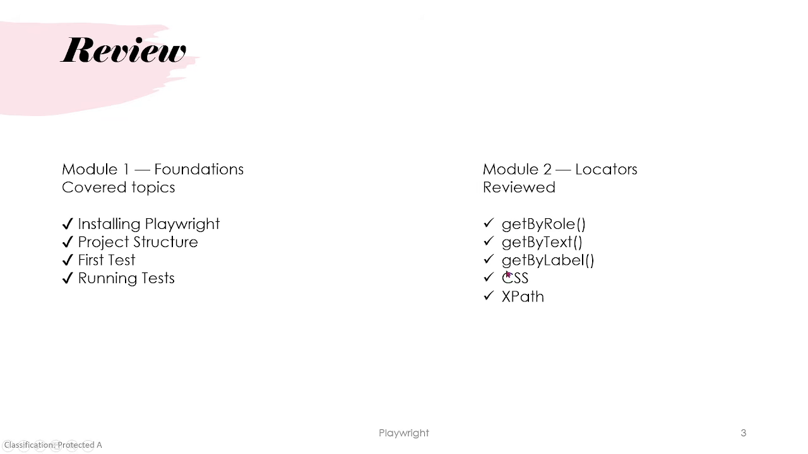Here is the list of locators. First one is getByRole, like getByRole button with a name, and click. Then getByText, getByLabel, CSS, XPath.